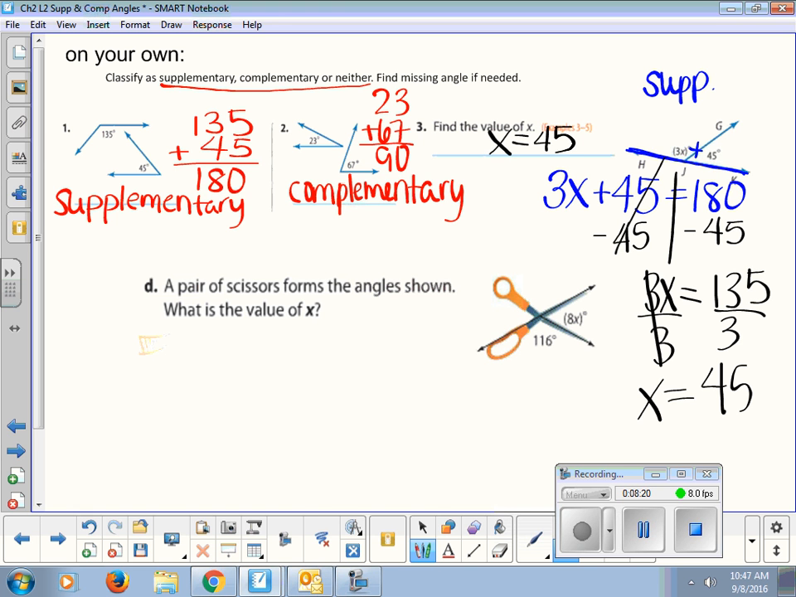So number 4 is set up just like number 3, so I'm going to have you try that one on your own.